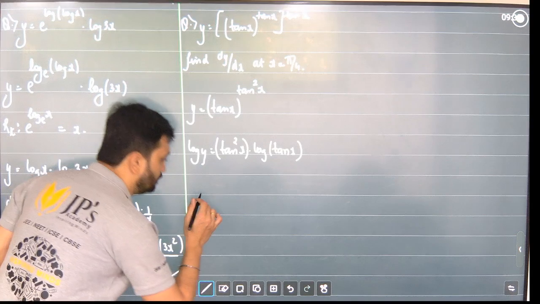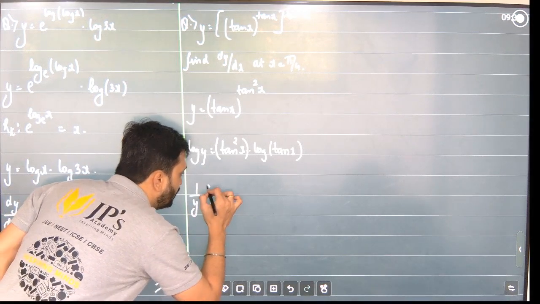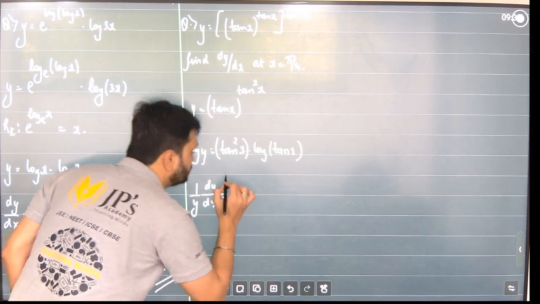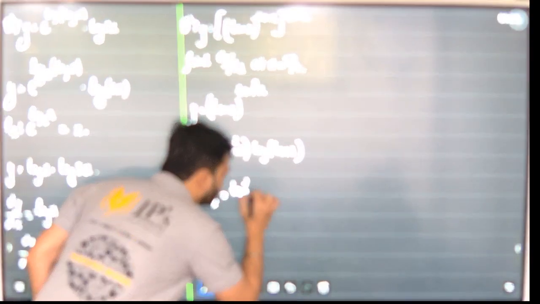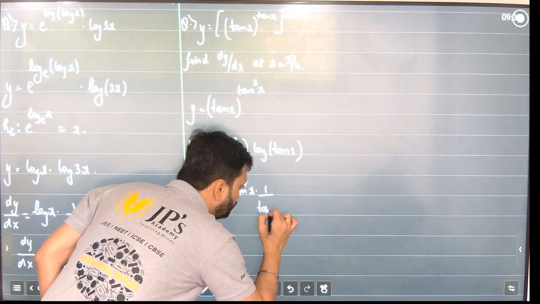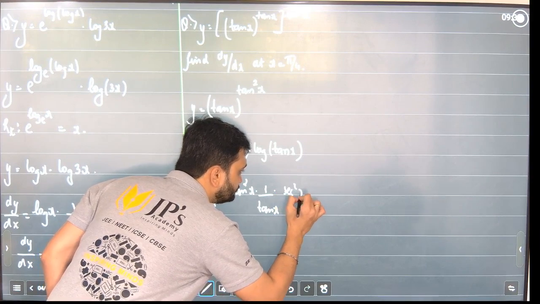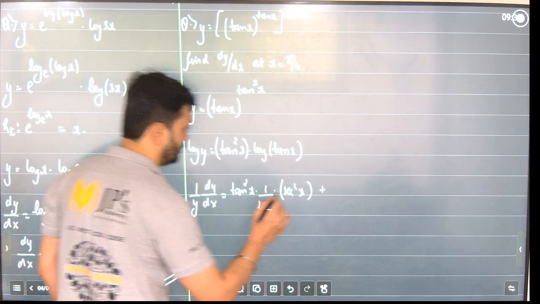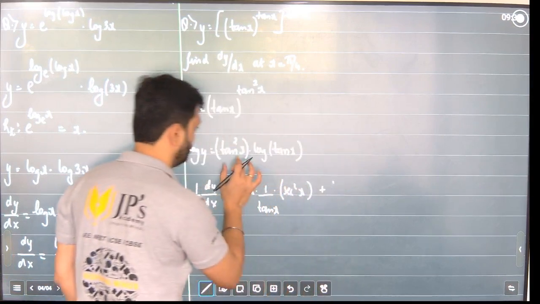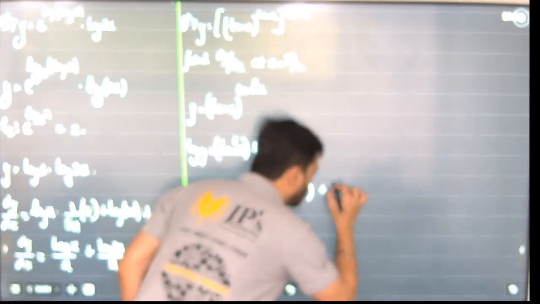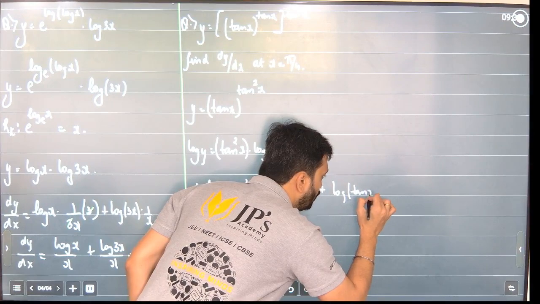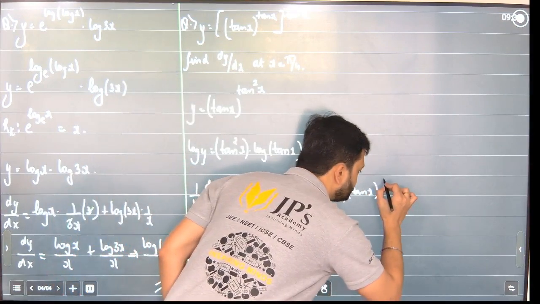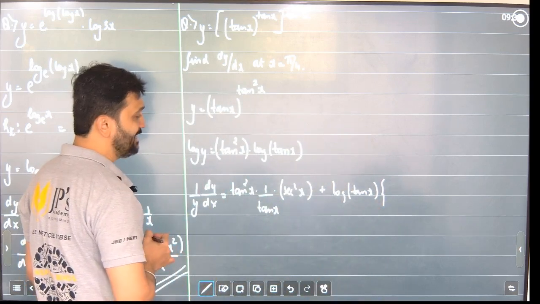Now when I do differentiation here, it will become 1 by y dy by dx is equal to first term into derivative of second term. Now see this. Log of tan x is 1 upon tan x and derivative of tan x is sec square x, plus u derivative of v plus log of tan x into tan square x ka derivative.